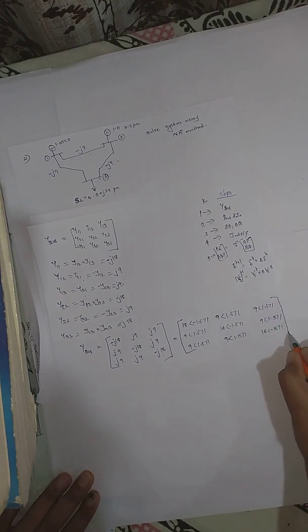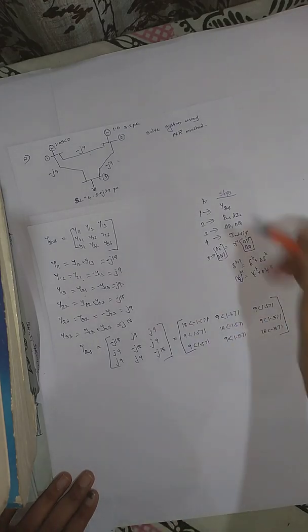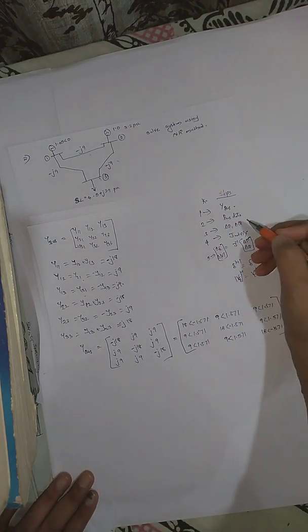We are getting it in radians because my calculator is in radian mode. Otherwise you will get it in degrees, you know, it is 180 degrees or something. So this is in radian. I am using the calculator in radian mode. So I have found out my Y bus and converted it into polar form in radians.